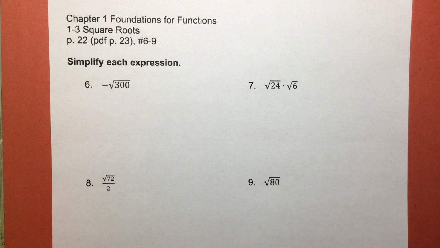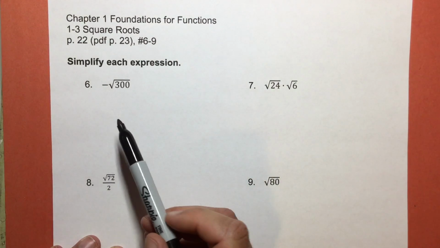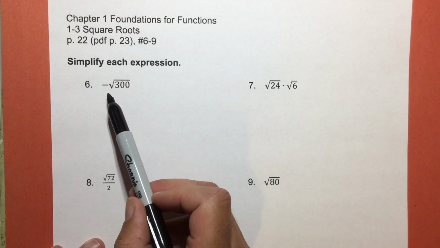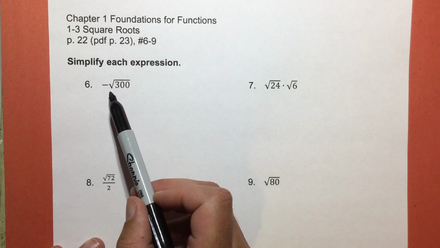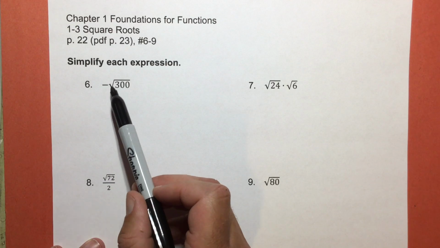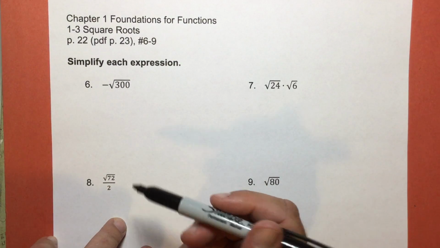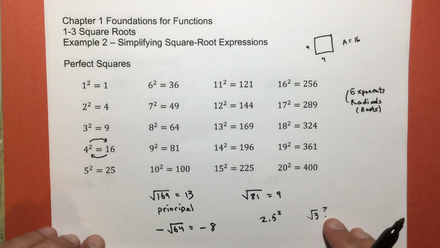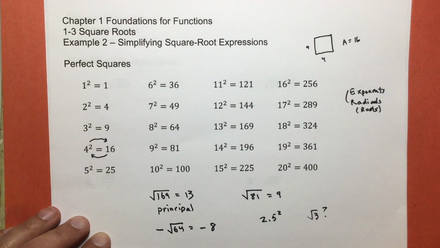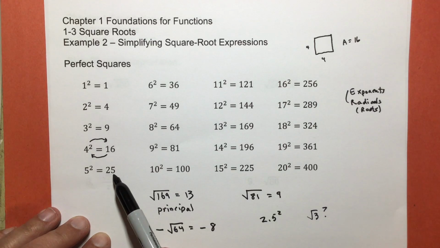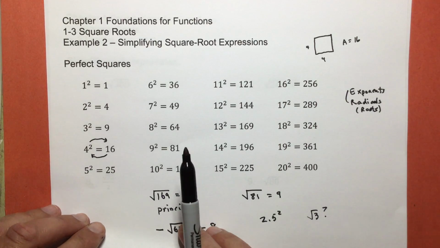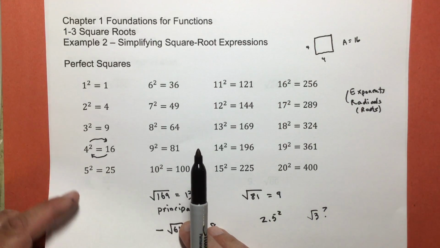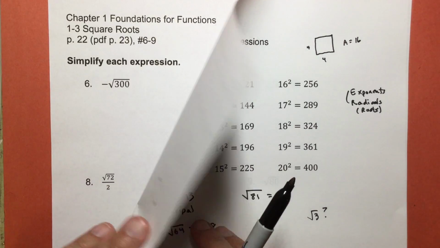Okay, still going to do the same thing I left off. We're going to simplify each of these expressions. So just like we saw with the opposite of square root of 50 in the previous problem, this is the opposite of the square root of 300. So I'm going to look at my perfect squares. This is from the previous video. And I know that 25 is a factor, okay? 25 times 12 equals 300.